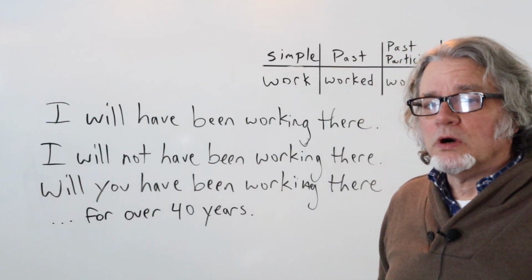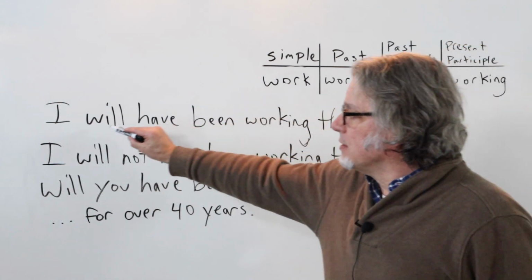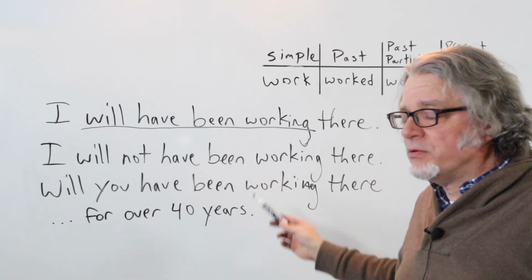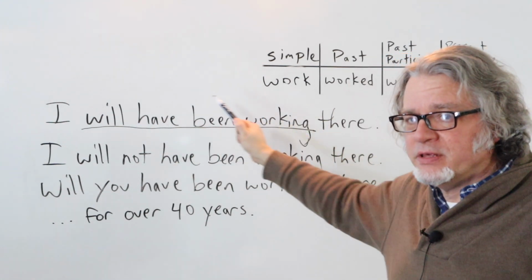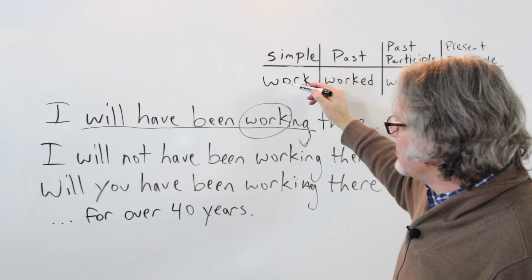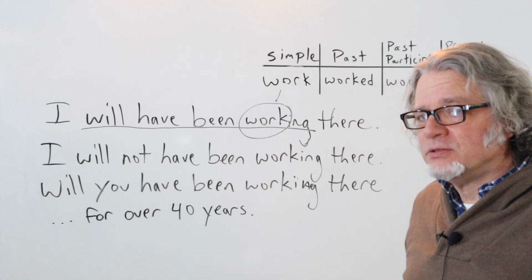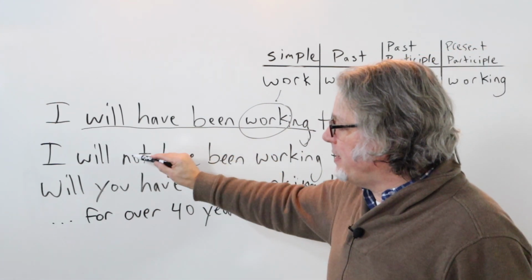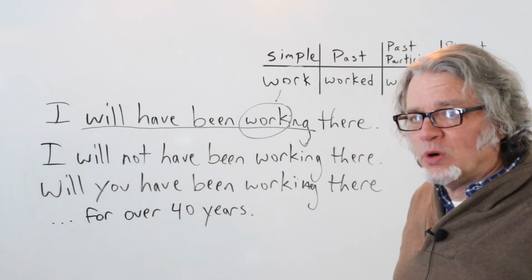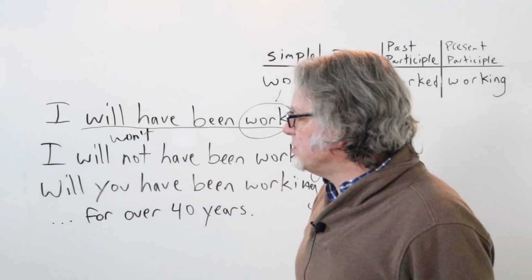Here's the verb work in the future perfect continuous tense. I will have been working there. So there are 4 words in this verb phrase. The main verb is in the simple form with this ing ending. To make the negative, add not to will. I will not have been working there. These two can be contracted to won't.